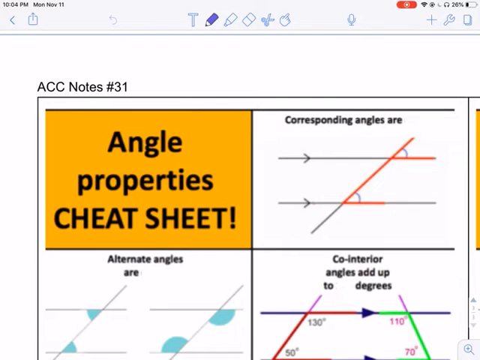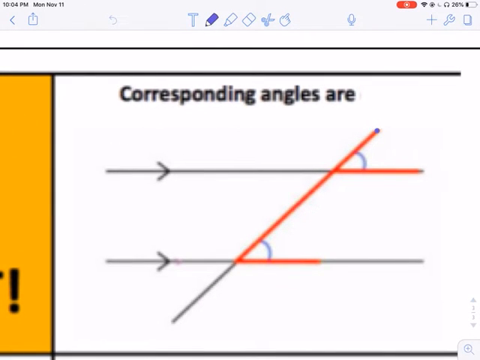All right, team. A few things to remember about angles. You have a cheat sheet in front of you, or you can pick one up from the sub, but angle properties, a few of them are here. So corresponding angles are when you have an angle like this and then an angle like this.